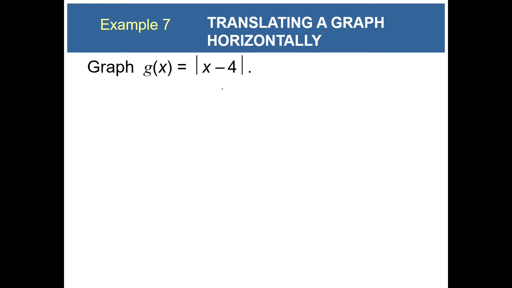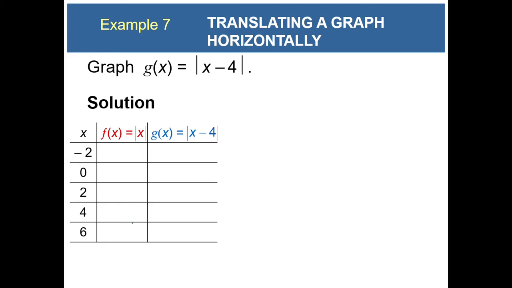Let's graph g of x equals the absolute value of x minus 4. We'll break it down again with the original graph of the parent, the absolute value of x, and then we'll graph the absolute value of x minus 4. Let's create two columns. One column is the parent graph. The absolute value of negative 2 is 2. The absolute value of 0 is 0. The absolute value of 2 is 2. The absolute value of 4 is 4. And finally, the absolute value of 6 is 6. Now, I could pick any point I want for x. We're just going to pick a couple points here so we can see the shape.